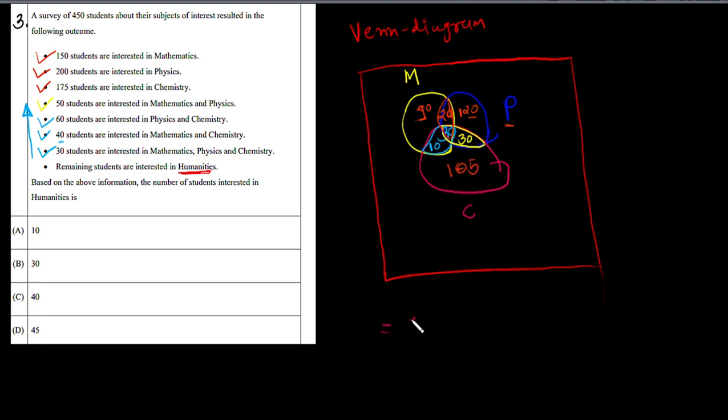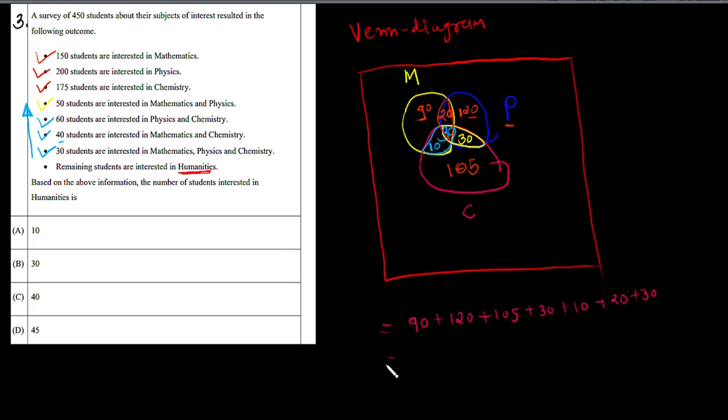So now I can say 90 students are interested in mathematics, 120 students are interested in physics, 105 students are interested in chemistry, 30 students are interested in physics and chemistry, 10 students are interested in mathematics and chemistry, and 20 students are interested in mathematics and physics, and again this plus 30, which is nothing but the students interested in all three subjects.